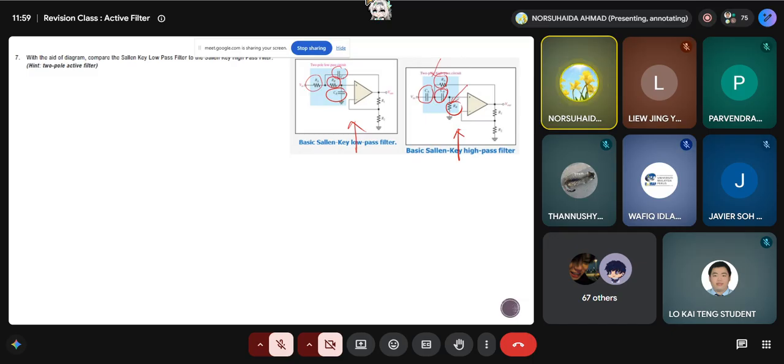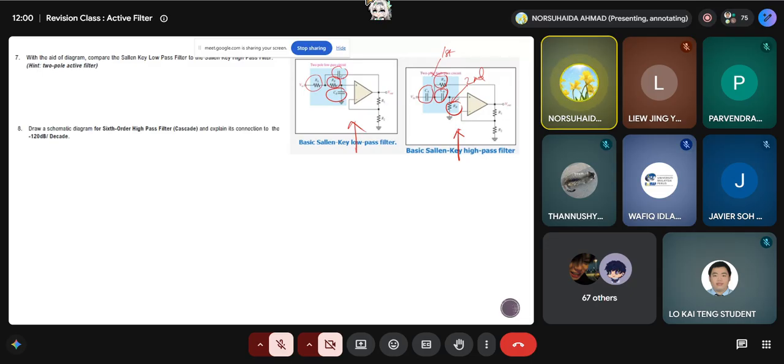Meaning that for low pass filter, we begin the circuit with the combination of RA and CA. The second pole is RB, CB. But for high pass filter, the other way around. Meaning that we begin with CA and RA, CB and RB for second pole. This is our first pole. This is second pole. Right? So next we move to question number 8.